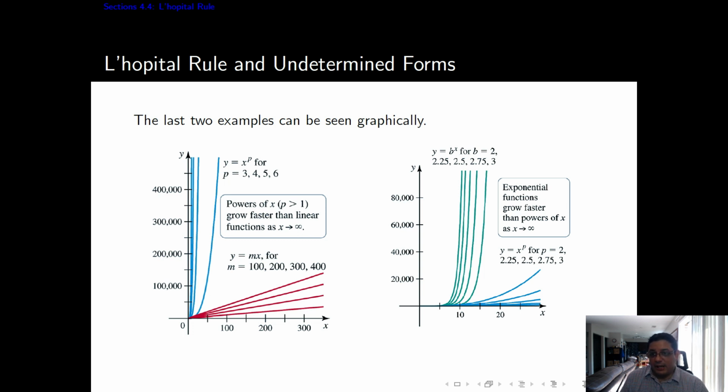So this is the end of section 4.4 on L'Hopital's rule. Make sure to continue watching videos on the practice of this topic.